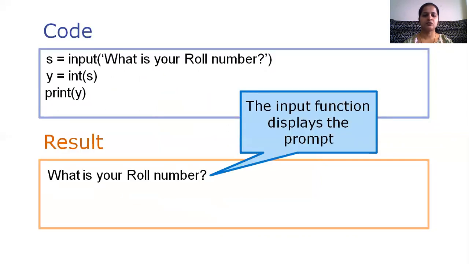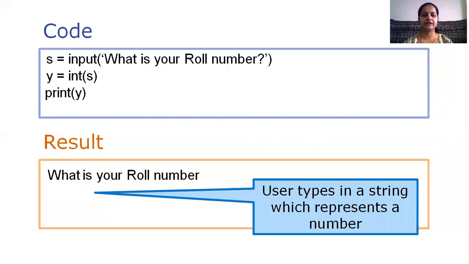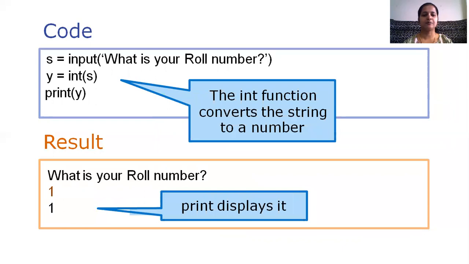Run the code. So what is your roll number? Enter 1 here. So the user is going to enter 1 here and then print y. That will be converted to 1. 1 is now a string which will be converted to a number and it will be stored into the y and that is going to be printed.